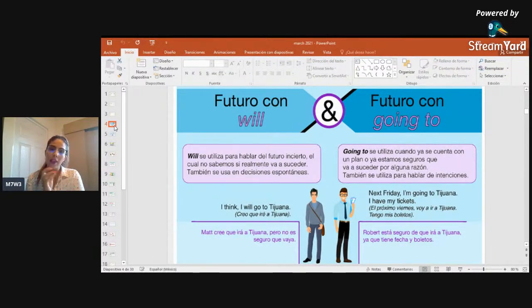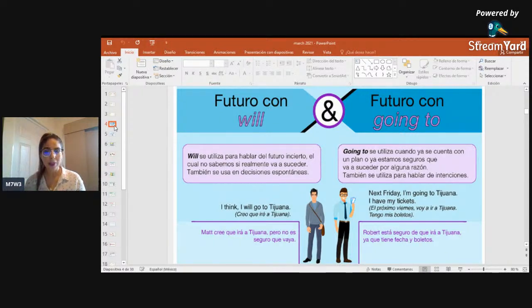O si estoy hablando de ella, de él, de nosotros, de ustedes, de cualquier pronombre, si yo le pongo antes al verbo en su forma base, le pongo combinación, bailará, jugará, cantará. Esa es en sí la definición de will.